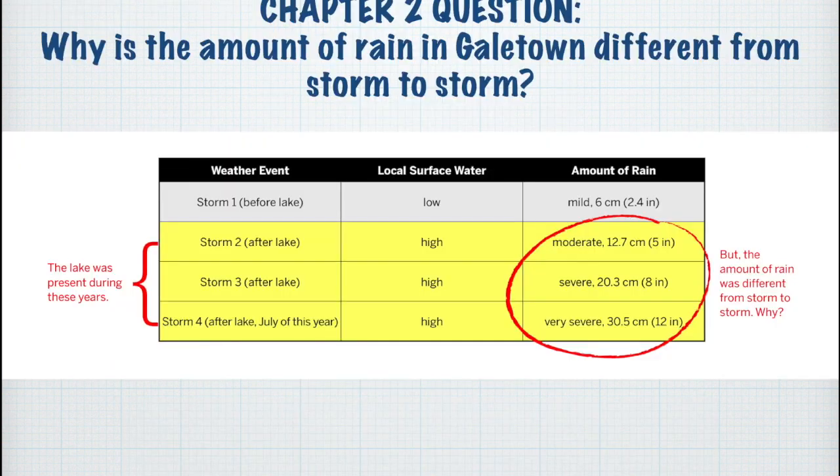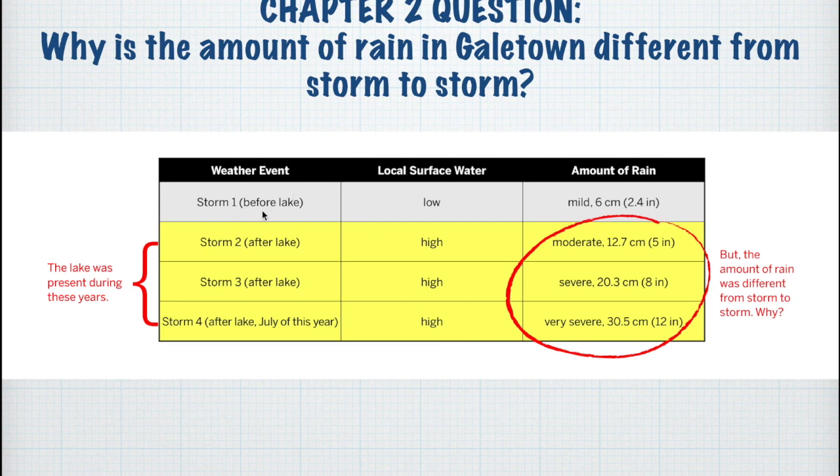I'm going to go back to this image that you guys saw in chapter 1. But I want to focus on the part that I've circled here in red, and that is: why is the amount of rain in Galetown different from storm to storm? So this is the chapter 2 question.